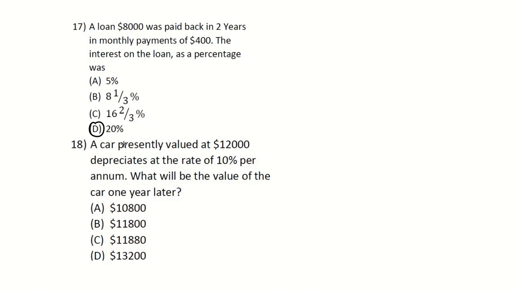A car presently valued at 12,000 depreciates at a rate of 10% per annum. What will be the value of the car after 1 year? This is a repeated question. It can't be this, because it depreciates in value, so anything more than this will be out. We found 90 over 100 multiplied by 12,000. Cross out, cross out, cross out. It will be 108, 10,800, right?